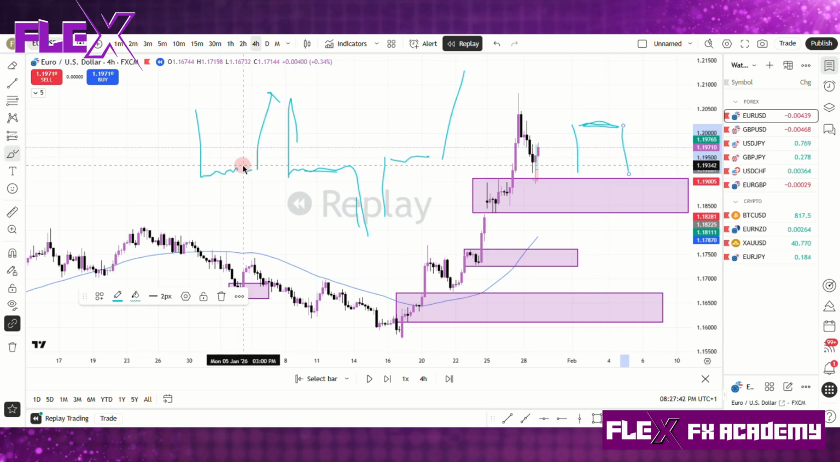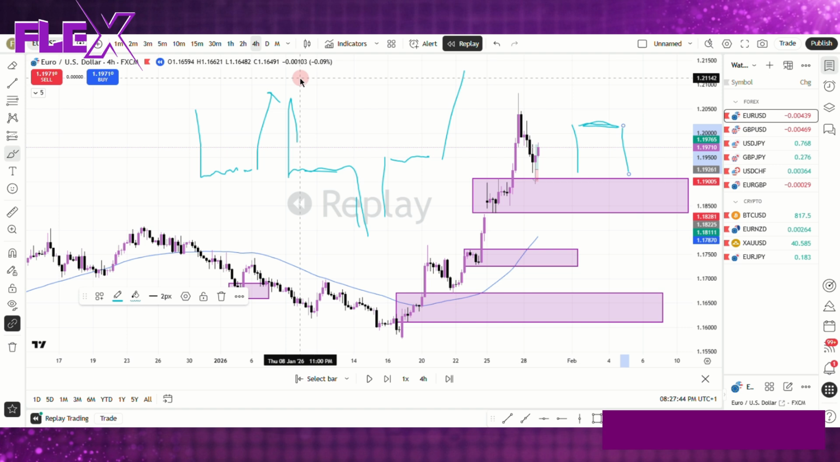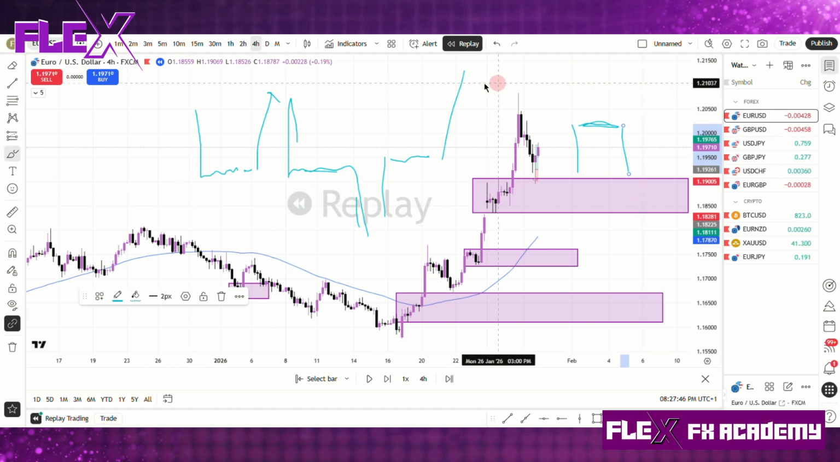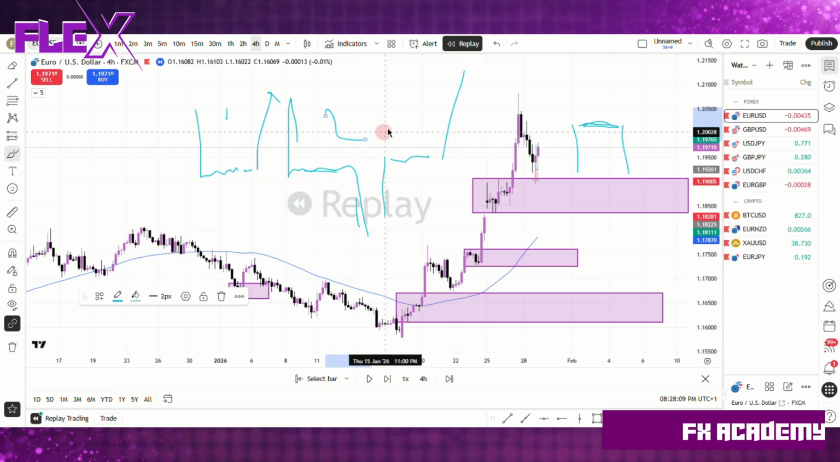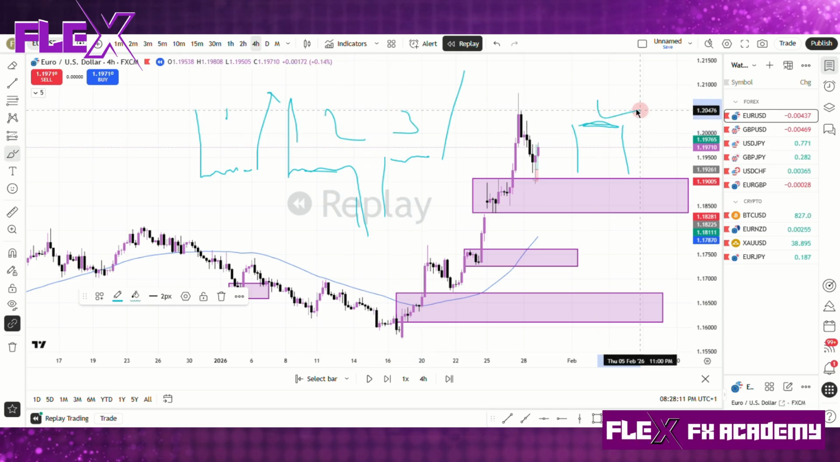These are the four situations where you can use your demand and supply perfectly to get a very good result. A drop base rally, a drop base drop, a rally base rally, and a rally base drop. Those are the four situations that you should be looking out for in the market at all times. These are your four situations: 1, 2, 3, and 4.